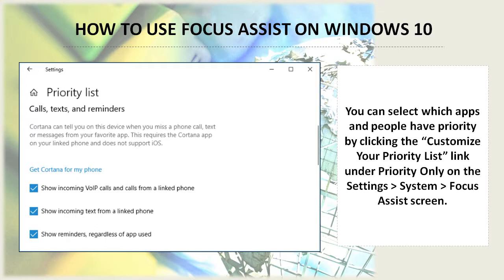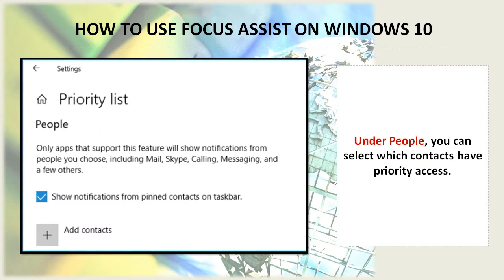The options under Calls, Texts, and Reminders are enabled by default and ensure you'll always see phone calls from a linked phone, incoming text messages from a linked phone, and reminders from reminder apps. The first two features require the Cortana app for your phone, and Cortana can be used for reminders as well.